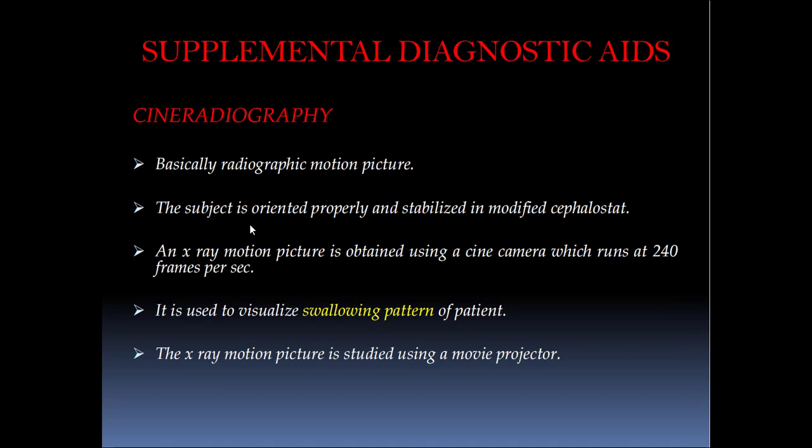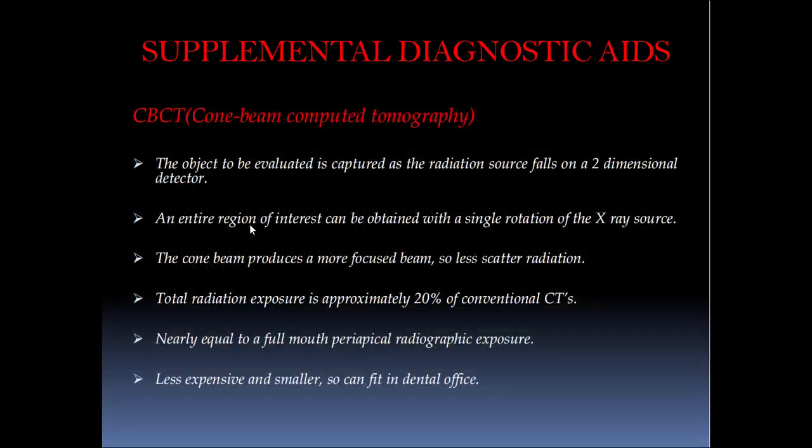Then cineradiography, basically radiographic motion picture. The subject is oriented properly and stabilized in a modified cephalostat. An X-ray motion picture is obtained using a cine camera which runs at 240 frames per second. Basically, it is used to visualize the swallowing pattern of the patient. The X-ray motion picture is studied using a movie projector.